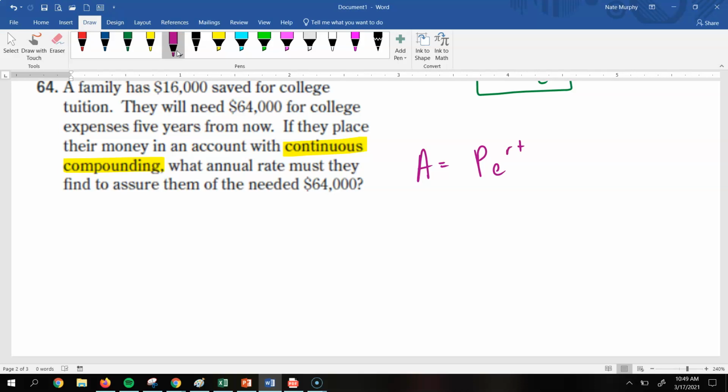So A represents the total amount. The total amount is our goal, the $64,000. P represents our initial amount, our principal, which is $16,000. Our rate I'm trying to find, and we're going to need this money 5 years from now. So our time is 5. So I'm just going to say 5r. All right, so to start out with, I'm going to divide both sides because we want to get the base by itself. So I'm going to divide both sides by 16,000. And when we do that, we get 4.